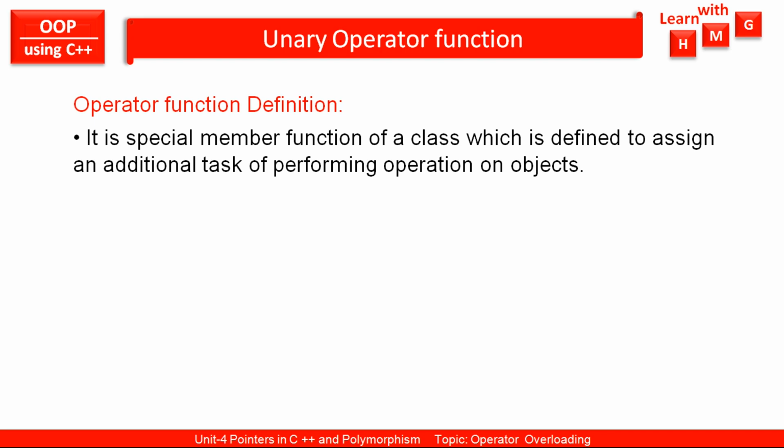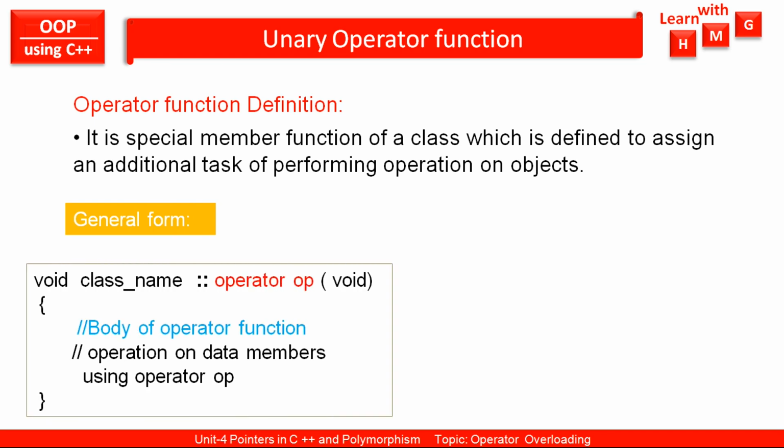Basically the operators perform operations on variables or numbers, but here the operator will perform the operation on an object. So this object is the new type of operand on which the operator will operate, and like this the operator is overloaded. So how to write the operator function to overload a unary operator? Let us see the general form or the syntax of the operator function.